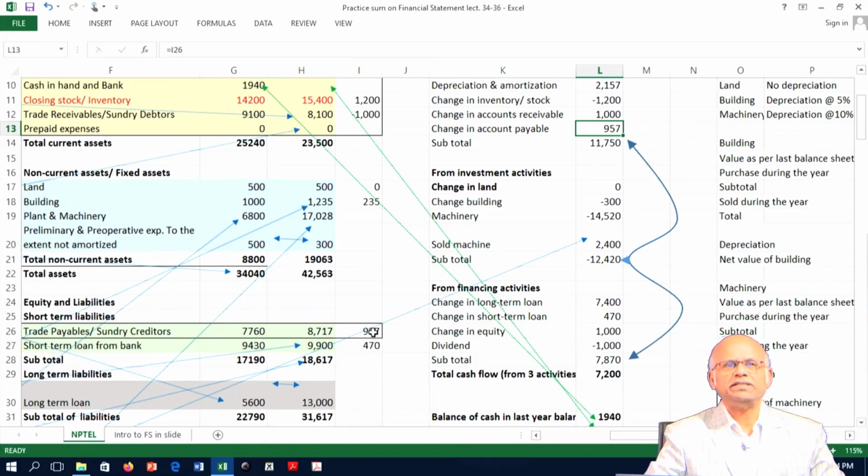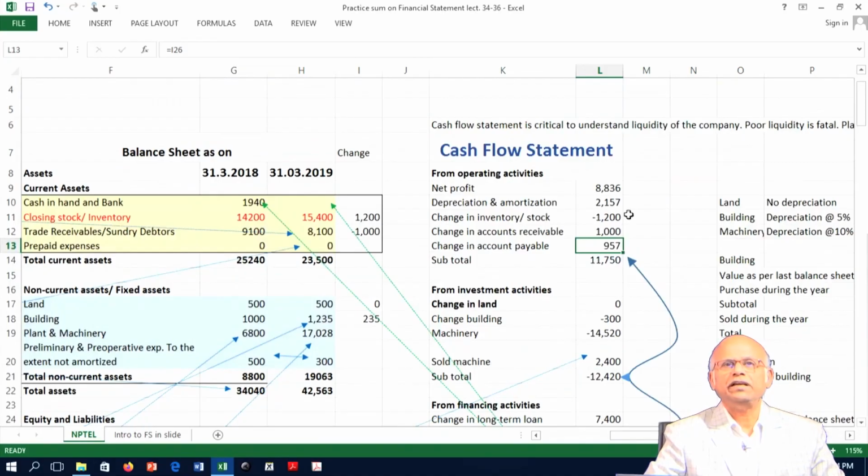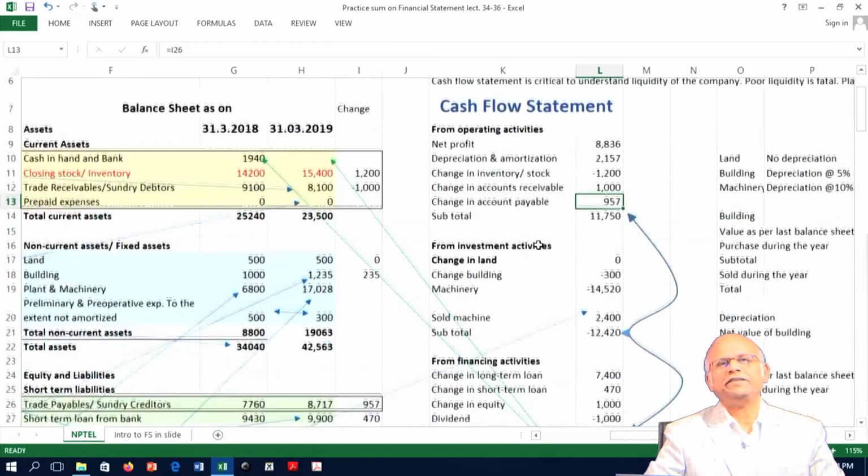See, the receivable here is 957. Receivable has gone up, that means you have received some money, equivalent of a stock, equivalent of money 957. So that becomes positive. Subtotal is you have to total with sign. So this is negative, this is positive, this is positive, this is positive. Total becomes 11,750 rupees of net cash flow out of operating activities.